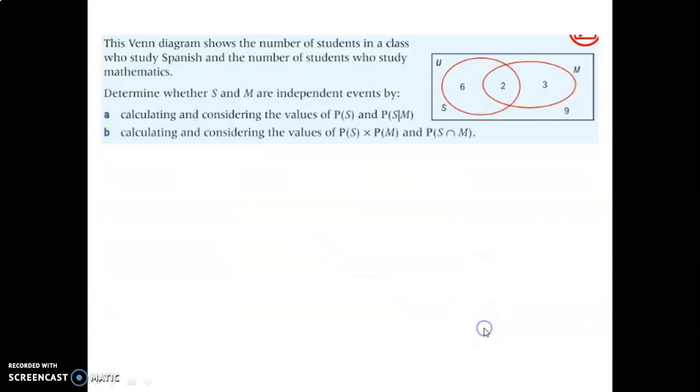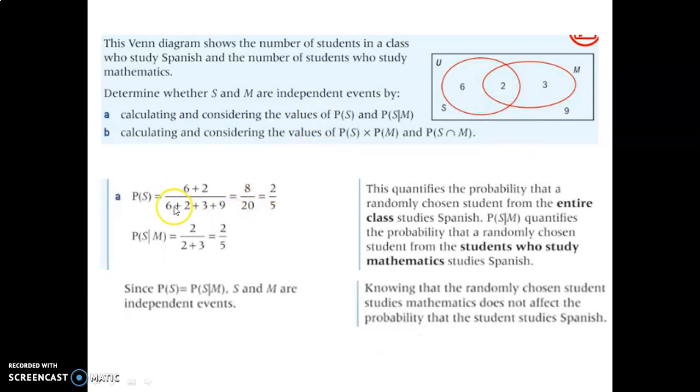All right, let's use these formulas. So here's your first problem. We have this Venn diagram. Please read this. Please answer A to start. Well, let's take a look at how you did. Here's A. So it says find the probability of S and S given that M has occurred.